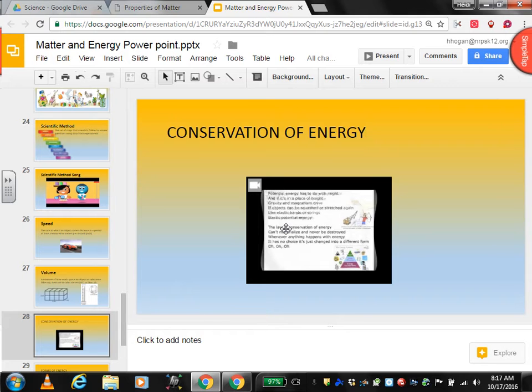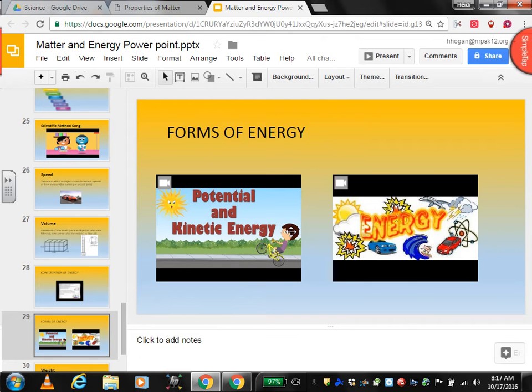We have a conservation of energy song, and it says that energy cannot be created or destroyed. It just always is, and it has the forms of energy also. So this is a cute song. It's about 5 minutes long.